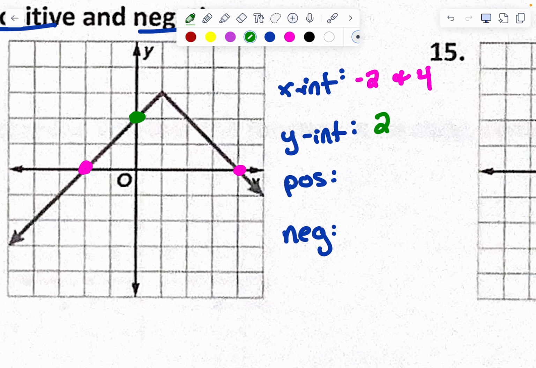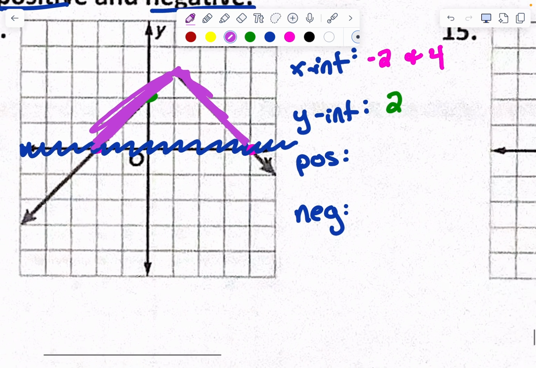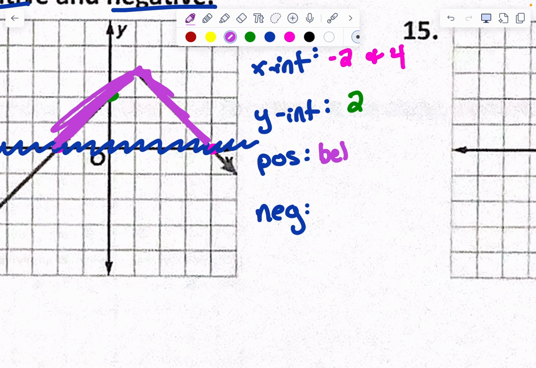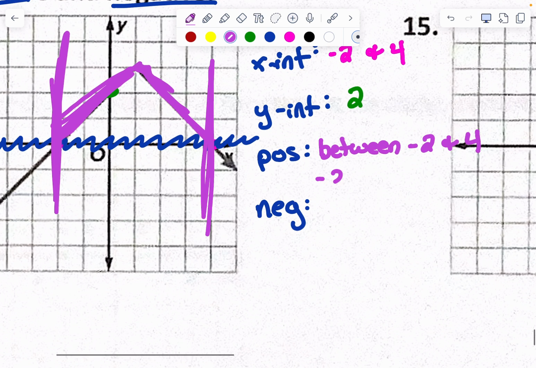Positive means what? Above water. Where does the water live? Right here. This is the water, okay? So he is positive right here in this purple region, right? And they usually say between something and something, right? So you can say between what and what? Between -2 and 4, right? -2 is right here, 4 is right here. Yep, or you could say -2 is less than x, which is less than 4. That's another way of writing that.